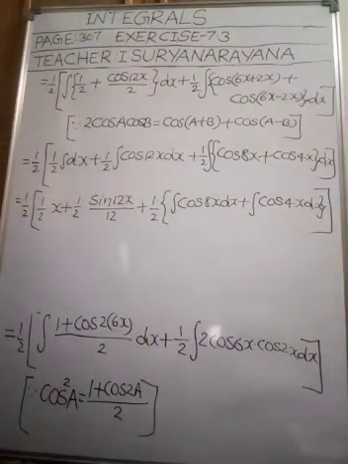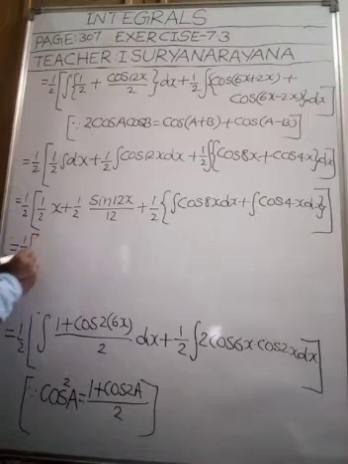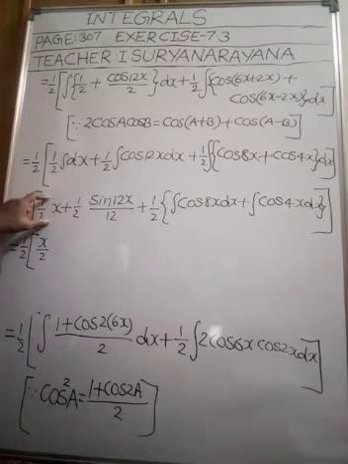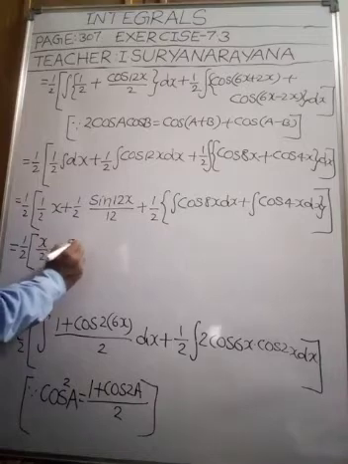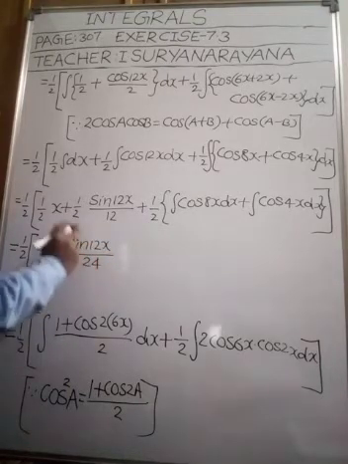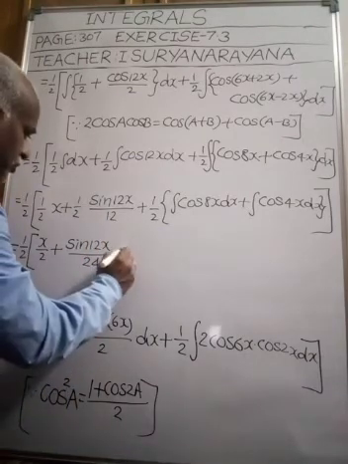Understood this step, my children? Right. That is equal to 1 by 2 into x by 2. Let us simplify the terms. First term is x by 2, plus what will we get here? Sin 12x by 24, since 2 twelves are 24. Plus 1 by 2.